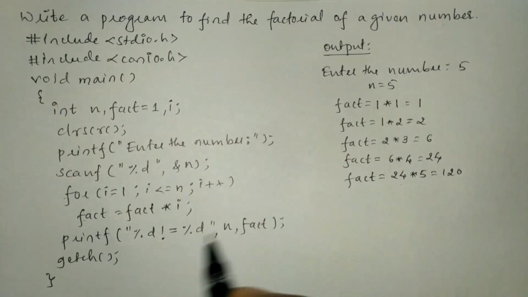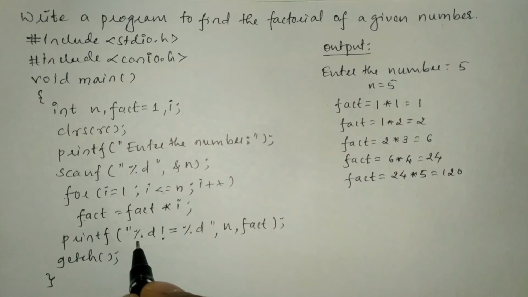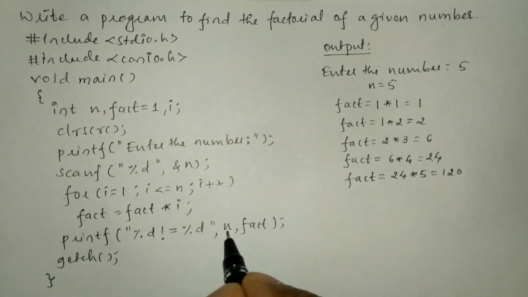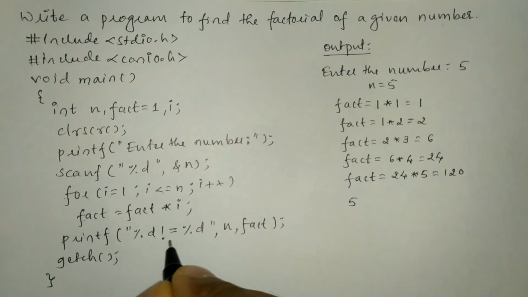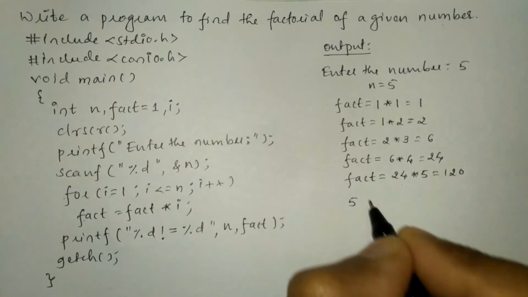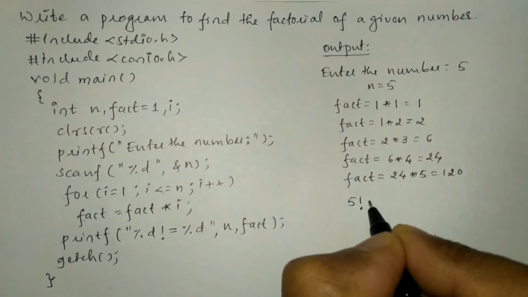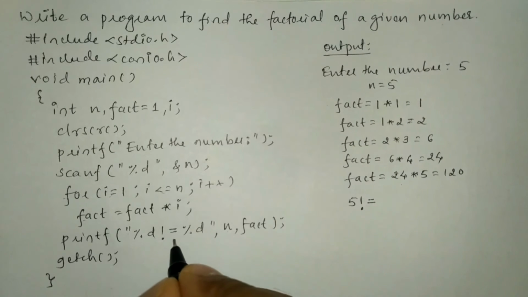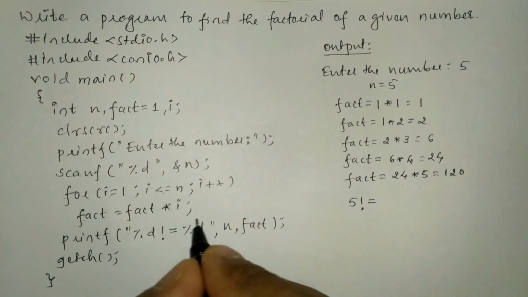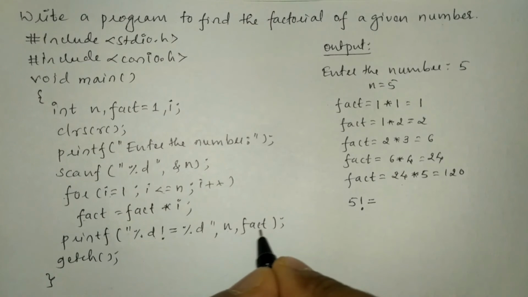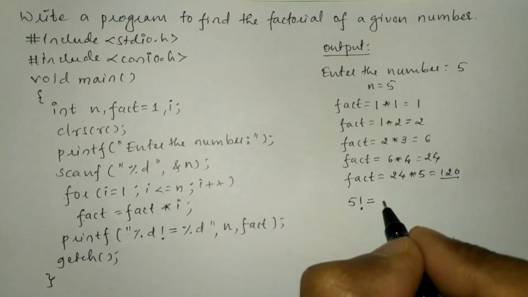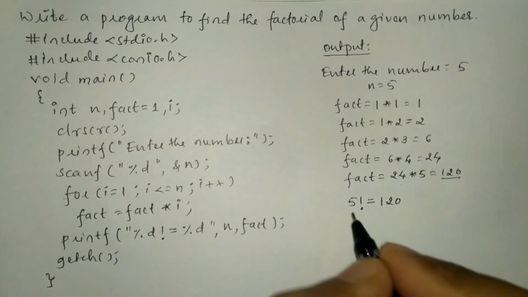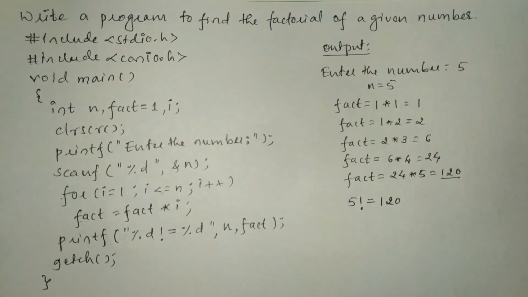So what we have: this %d is associated with n. What is the value of n? 5. So it is going to print 5 in place of %d. This exclamation mark is read as factorial. "factorial is equal to" will be printed as it is, and this %d format specifier is associated with the value stored in the variable fact. Here the value stored in the variable fact is 120, so it is going to print 120. 5 factorial is equal to 120.